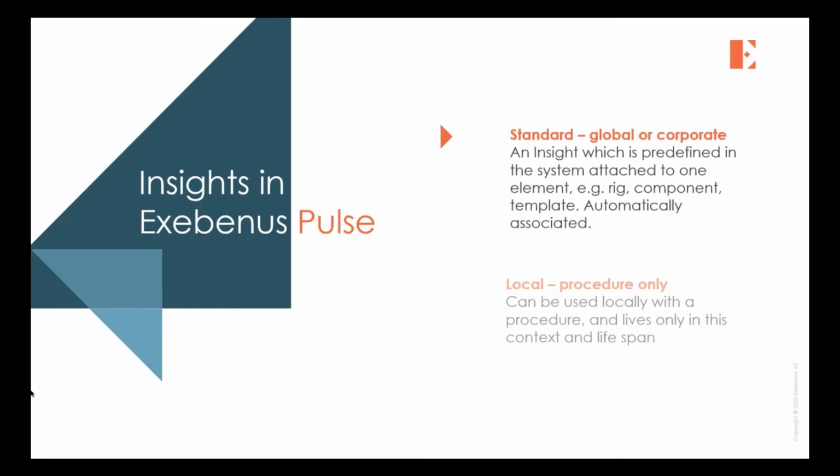There are two kinds of insights within Exobenus Pulse, standard and local. You can consider standard insights as global or corporate initiatives, whereas local are done within the procedure themselves and oftentimes done on the fly as you're learning and going along. So let's take a look and see what they look like in the application.